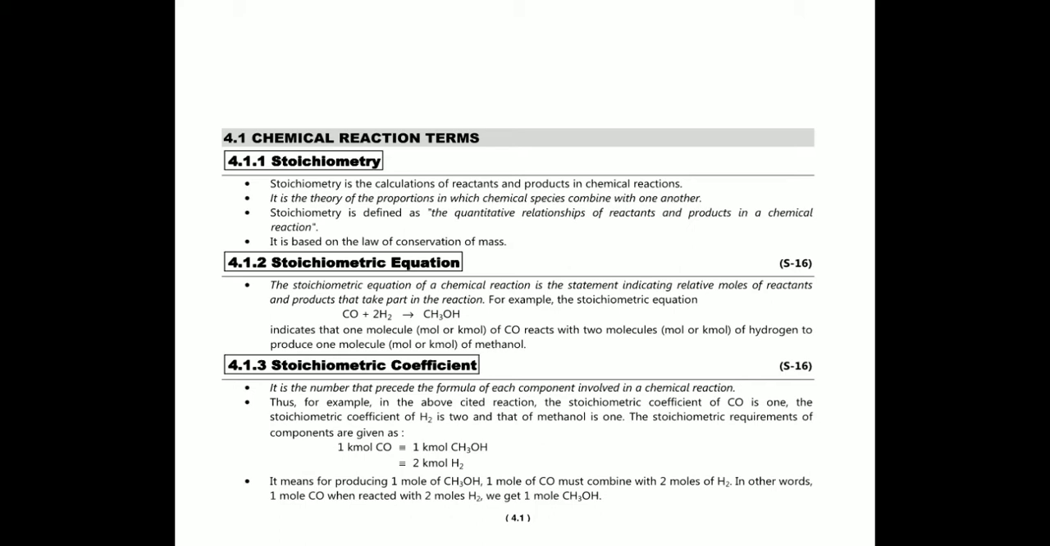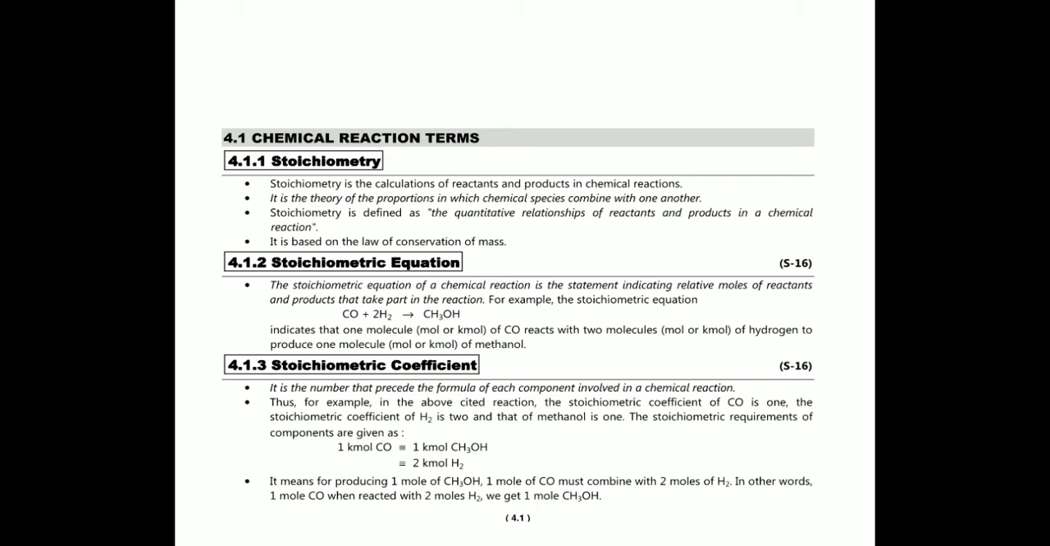Now let us see the stoichiometric coefficient. It is the number that precedes the formula of each component involved in a chemical reaction. Now look at the above reaction where CO reacts with hydrogen and gives methanol. Here the stoichiometric coefficient of CO is 1, for hydrogen it is 2, and that of methanol is 1. That means 1 kilomole of CO is equivalent to 1 kilomole of methanol or equivalent to 2 kilomoles of hydrogen.